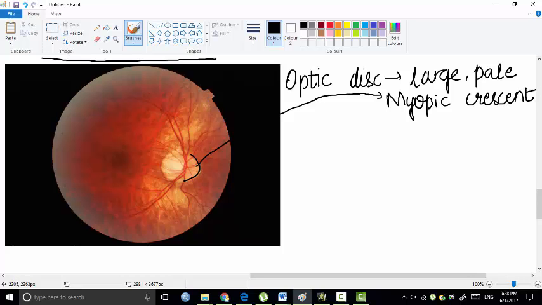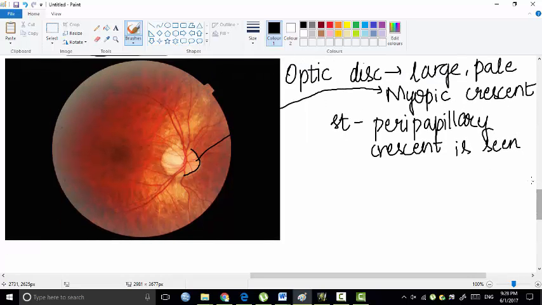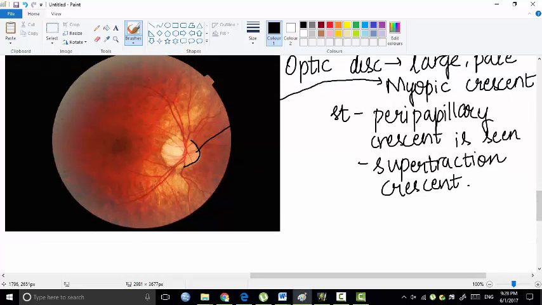So this is about the optic disc. Sometimes you can see a peripapillary crescent also, which encircles the disc. So this is what is seen in fundus examination of the optic disc. And sometimes you can even see a supertraction crescent. All these are rarely seen, and being undergraduates we can't appreciate all this, but try to appreciate it if it's possible.